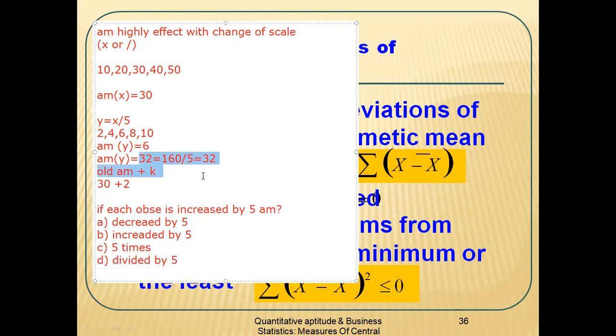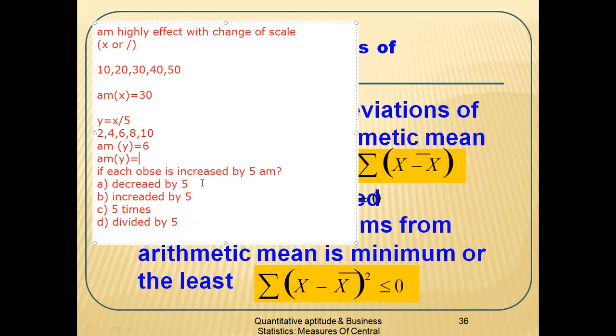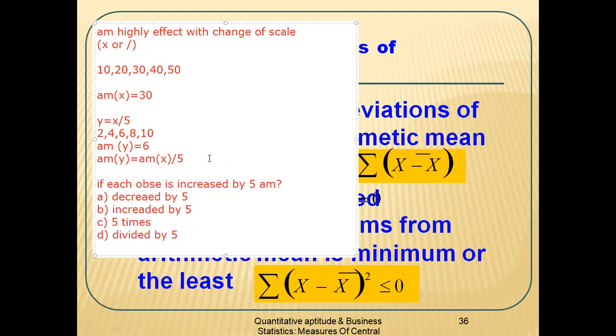Another way of solving the same problem is: old arithmetic mean divided by the number by which you have divided each observation. So the old arithmetic mean is 30, and each number is divided by 5. Therefore, consider the constant number only. So the old arithmetic mean is 30 divided by 5. 30 divided by 5 is nothing but 6.